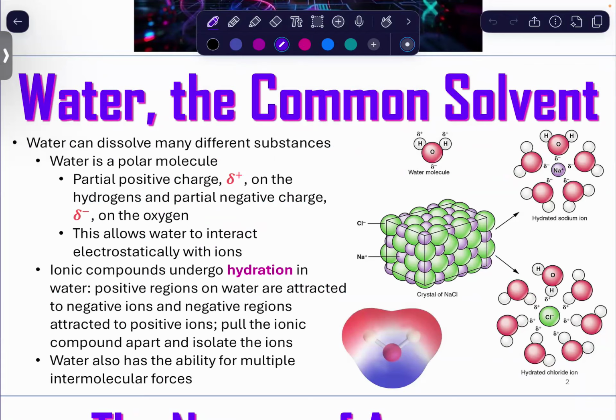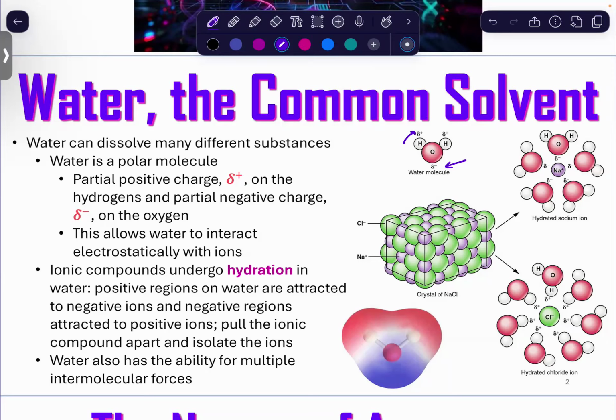The reason it's able to do this is, first off, it's a polar molecule, which means it's going to have regions of partial positive charge and regions of partial negative charge. You notice here that your partial positive charge is going to be on the hydrogens. Your partial negative charge is going to be on the oxygen. You'll learn more about why that is along the way.